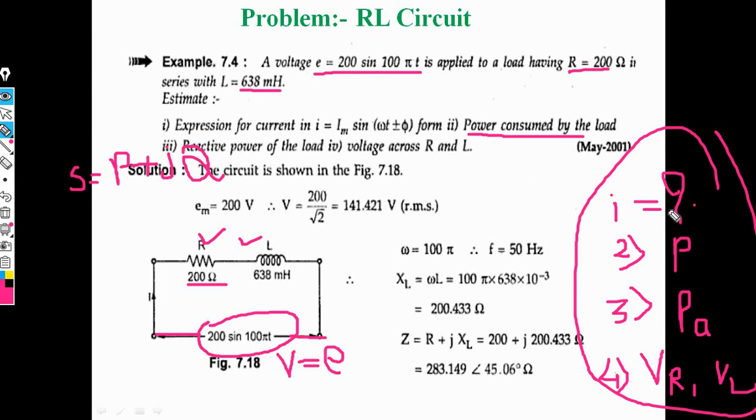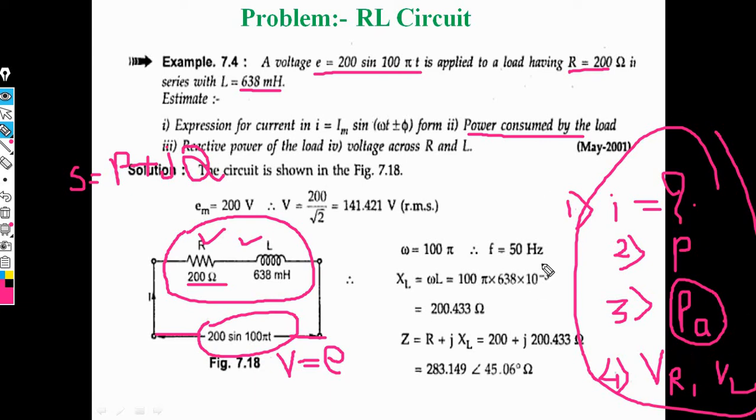This parameter is very important. First is current, then power consumed by load. That is, calculate total power consumed by load. This is the load, REL. Then calculate active power, that is PA. Then calculate VR and VL.